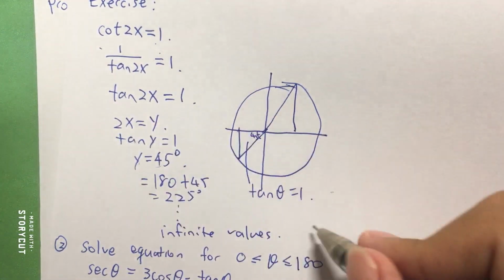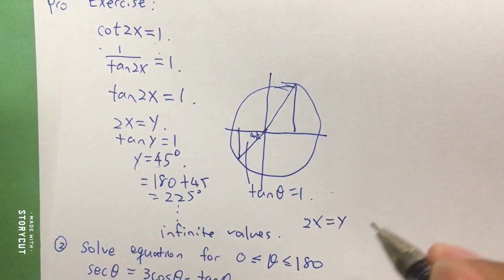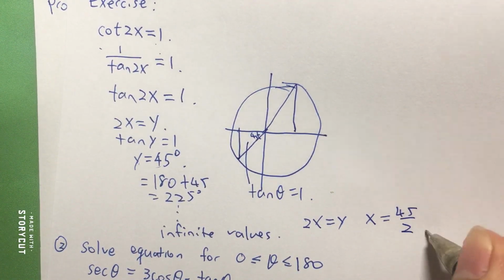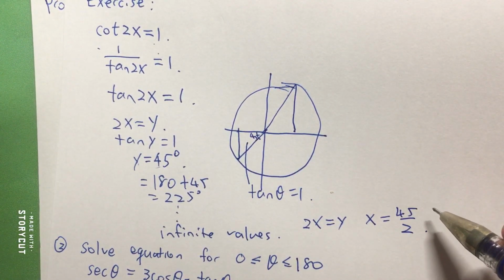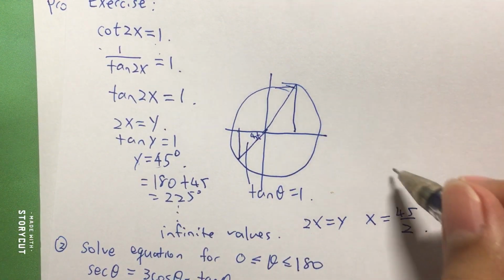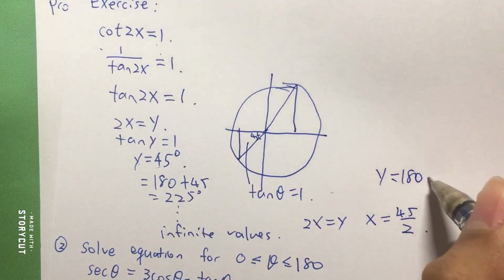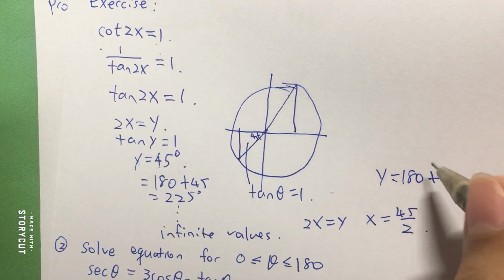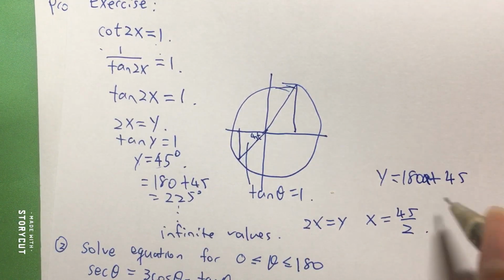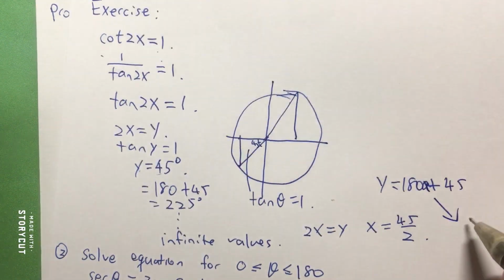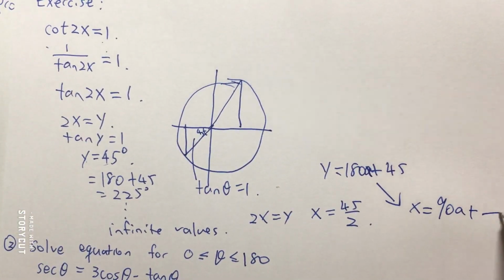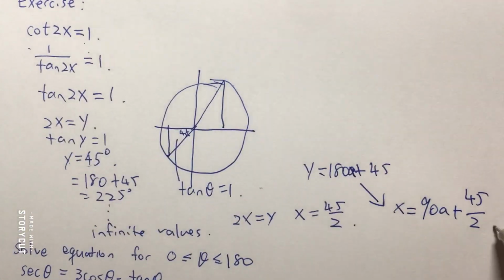And now because 2x is equal to y, so x is equal to 45 over 2. And because y is equal to 180a plus 45, which means x is equal to 90a plus 45 over 2.